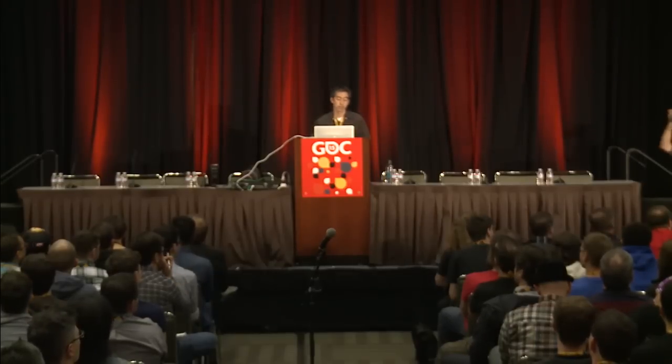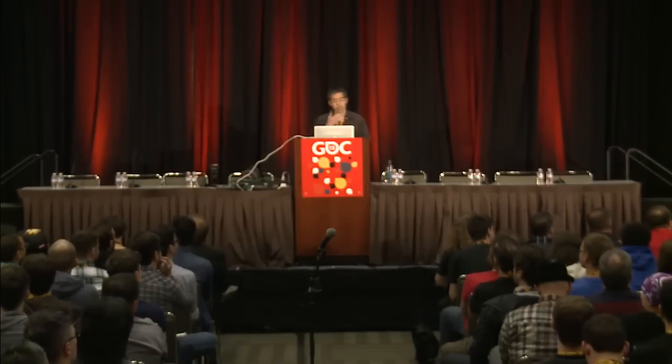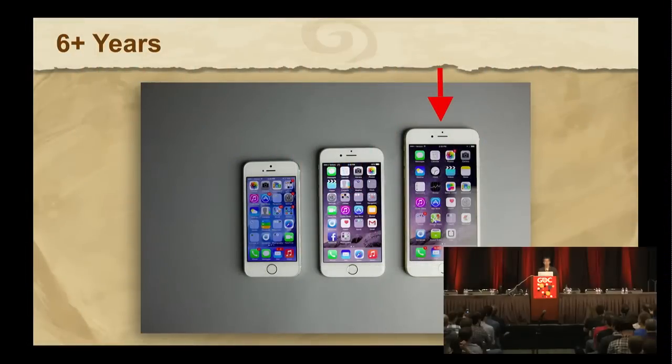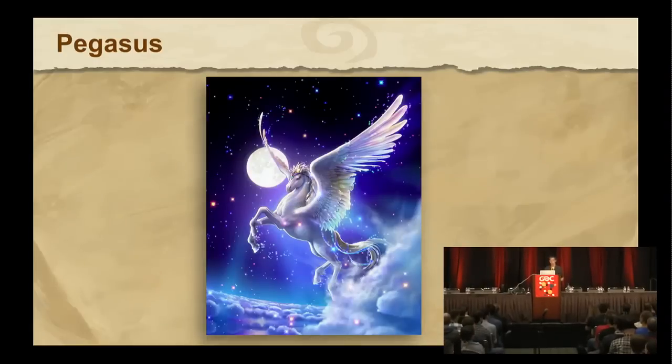Really quick bio. I've been at Blizzard for a little over 12 years now. My first job was on World of Warcraft, designing the UI for that. I worked on Vanilla to Wrath of the Lich King. And after 6+ years of that, it was time for a change for me. So I was fortunate enough to be able to move on to Team Pegasus, which in turn became Hearthstone.